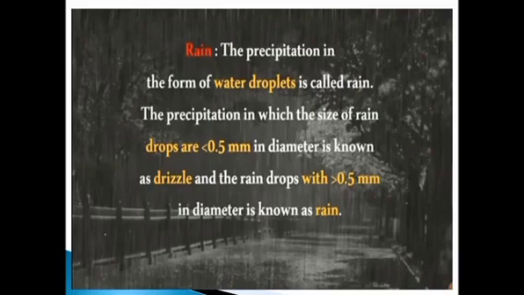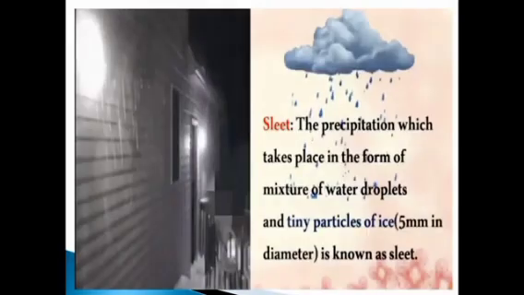The precipitation in which the size of raindrops is less than 0.5 millimeter in diameter is known as drizzle, and the raindrops greater than 0.5 millimeter in diameter are known as rain. Next, let's see about sleet.